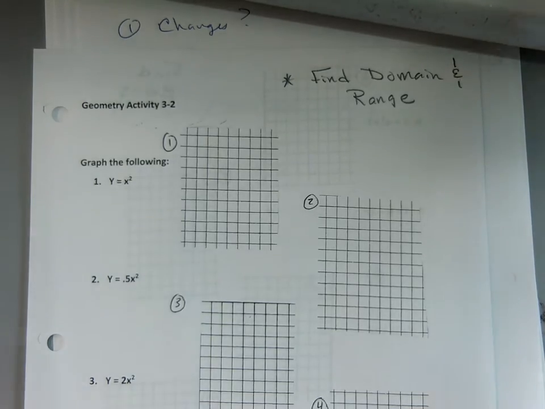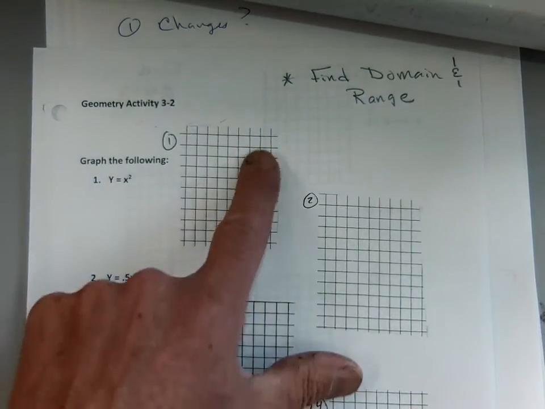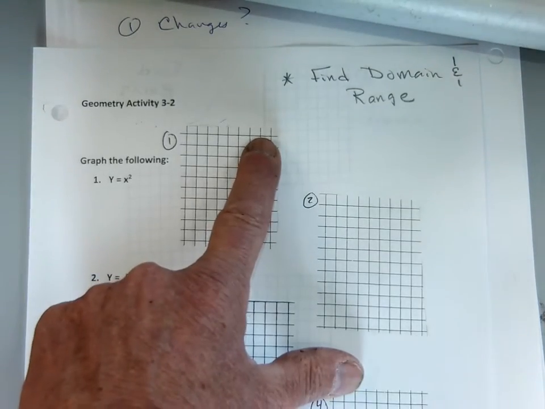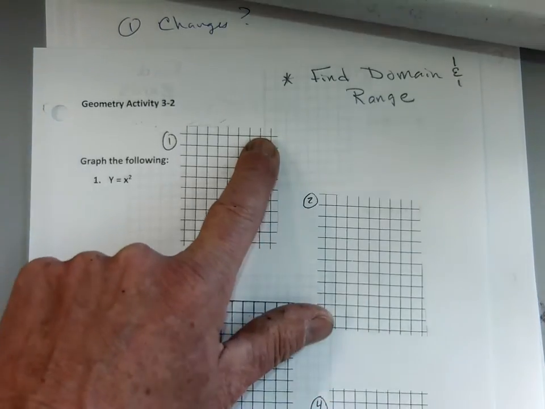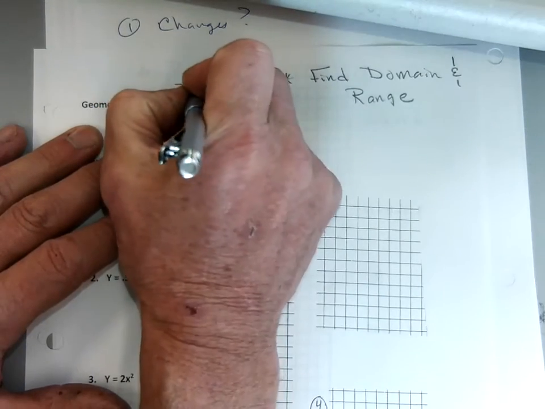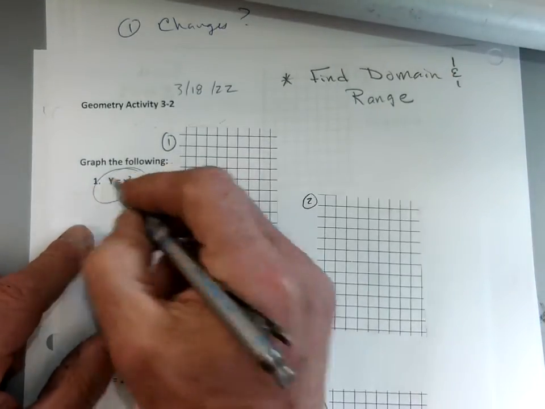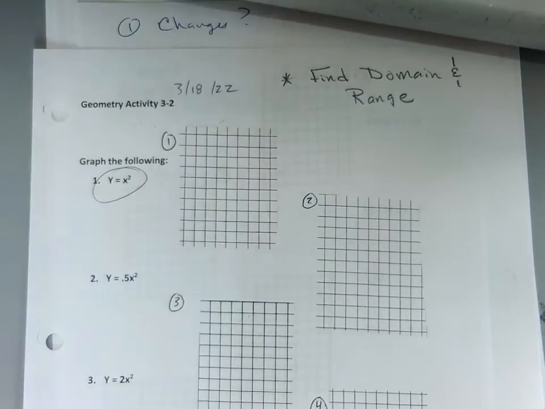So let's take a look at this. Today's date is 3/18/22. All right, y equals x squared. And we just did that.